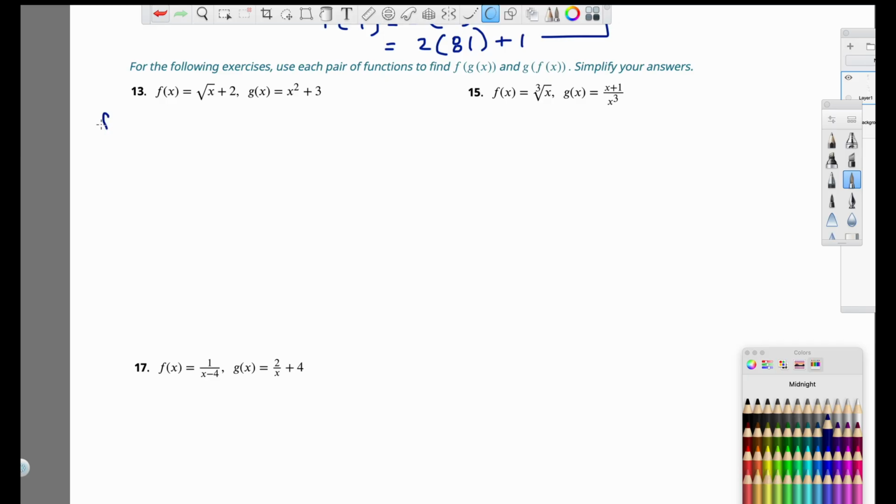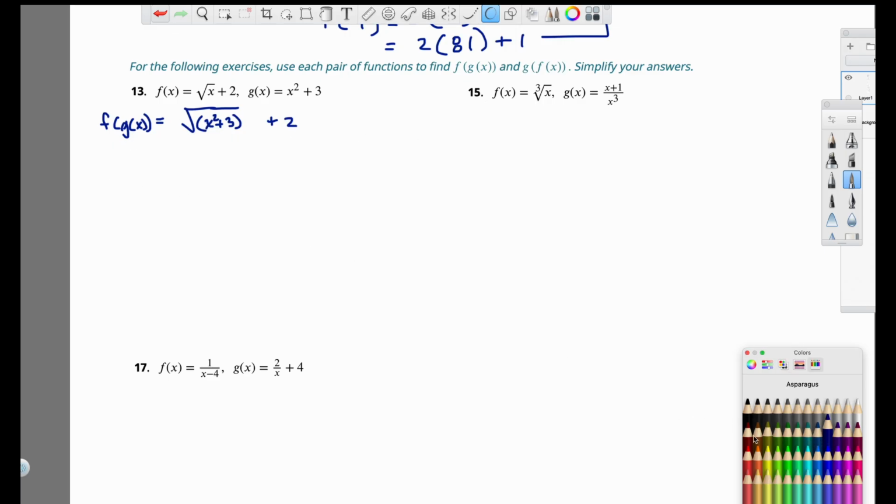Okay, so f of g of x. I'm going to take my f function and leave a blank, leave parentheses for that x there. What am I putting in there? I'm putting in my output for g of x, which is x squared plus 3. For this one, that doesn't simplify. Can't take the square root. Don't say the square root of x squared is x, because we have this whole binomial. So we're going to leave it like that.